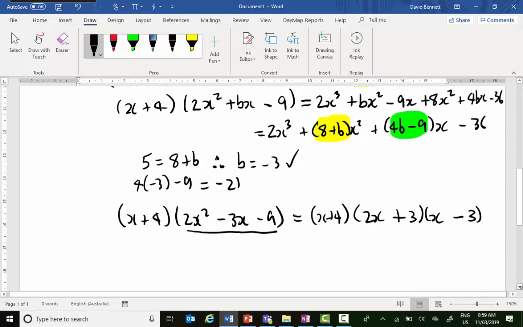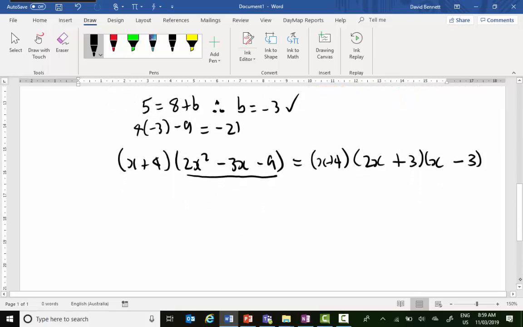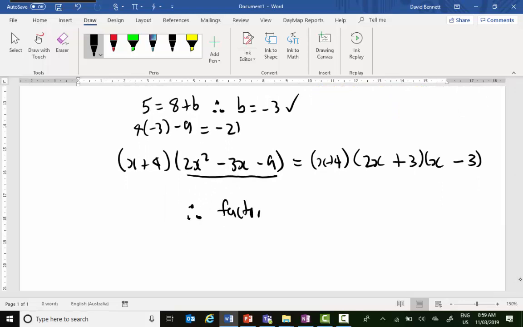Therefore, the factors of this particular thing are going to be x equals minus 4. And when that is equal to 0, it's going to be x equals minus 3 on 2. And the next one is going to be x equals 3. Alright, so I've now factorised.